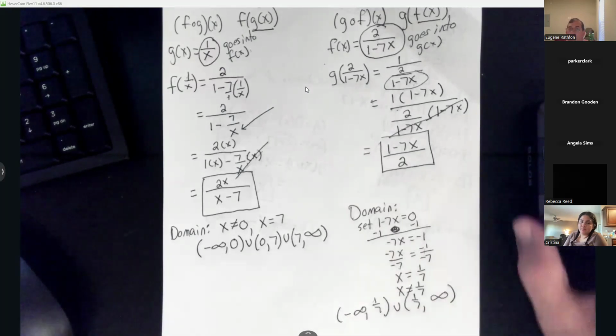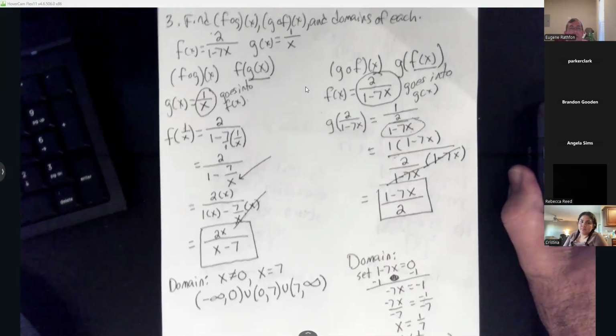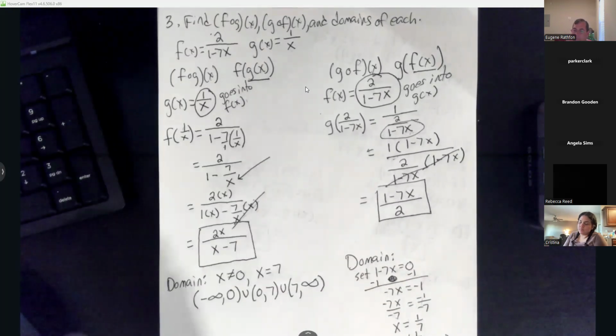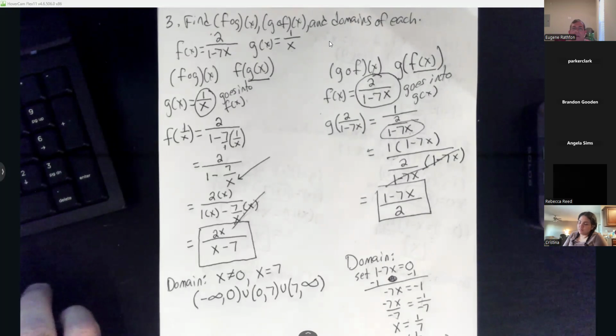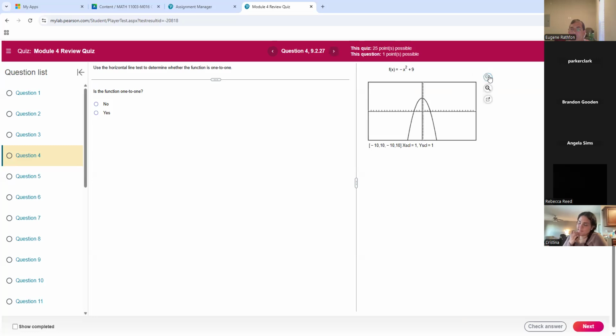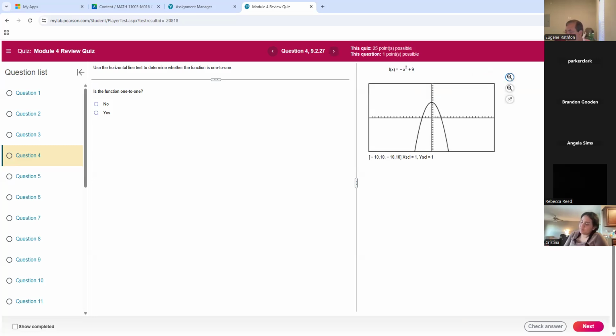All right, y'all. So for number 4, I'm about to go to the math lab and pull up their graph, okay? All righty, so I'm looking at this graph of this function they gave me.